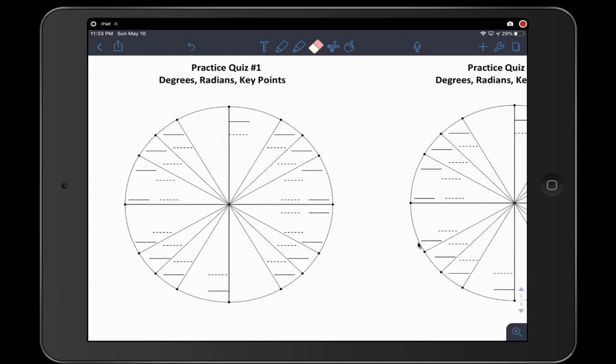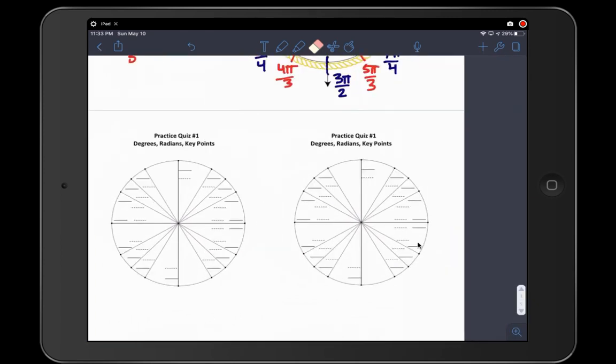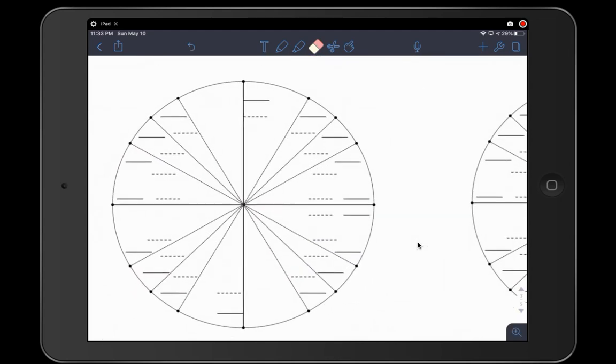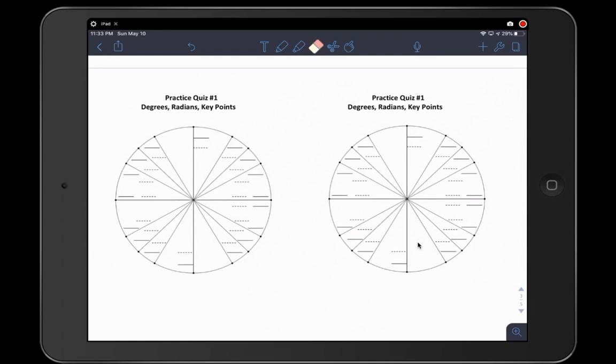So maybe it's helpful for you to have a key for yourself. You are going to write in all of this first unit circle, and then you kind of peek at it as you try to do the one on the right. That might be helpful for you as you start off. And then slowly but surely you start to do it without it.